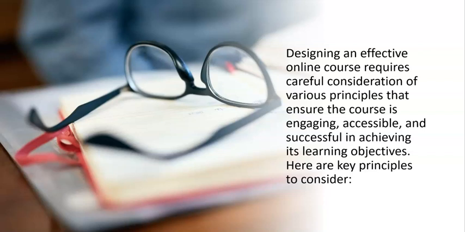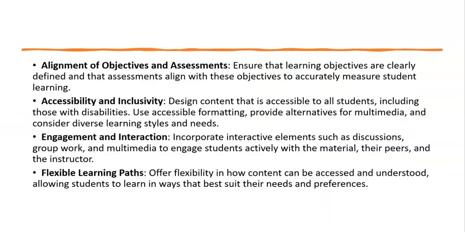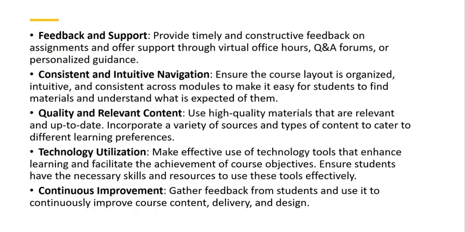Designing an effective online course requires consideration of various principles. Here they are. The alignment of objectives and assessments. Alignment is a key component of the Quality Matters rubric. Accessibility, very important. Inclusivity, right? We want to think about universal design for learning, the web content accessibility guidelines. Engagement, interaction. How are students going to interact with you, each other, the content? Is there flexibility in how students can express, experience, and engage with their learning? What does feedback and support look like?